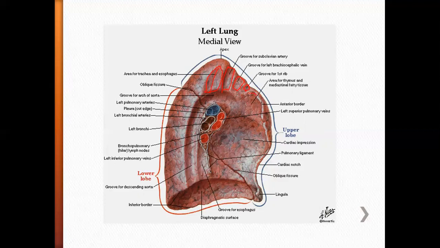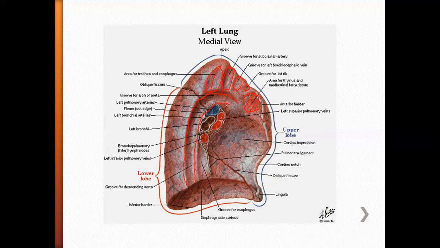So there is something different here. It is related. That is our thymus. Okay. So thymus is related to this part of the lung. So apart from that, one more important structure is related. That is the groove for arch of aorta and descending aorta. Definitely, arch of aorta above means below will be descending aorta only.